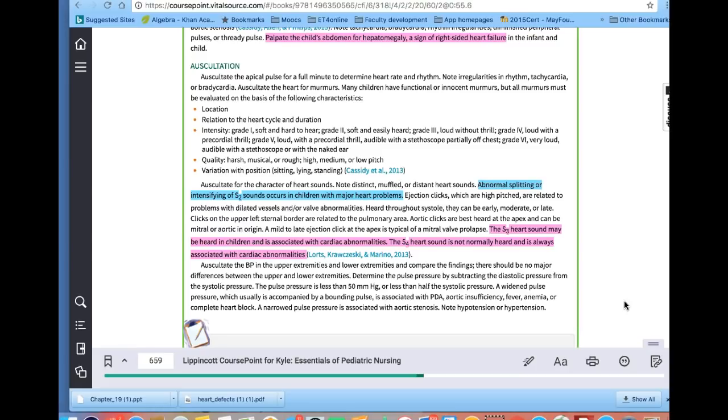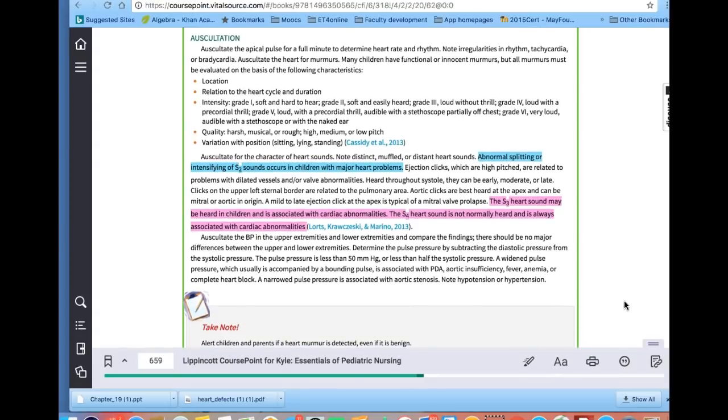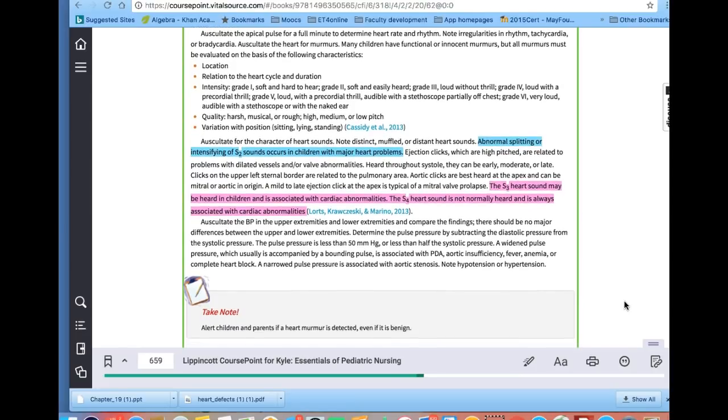You can hear some splitting of S1 or S2. So just know your normal heart sounds, and if you hear an abnormal heart sound, get somebody else to investigate that with you. Blood pressure.